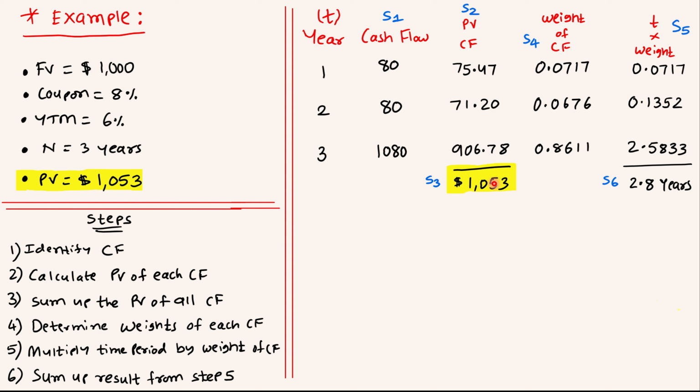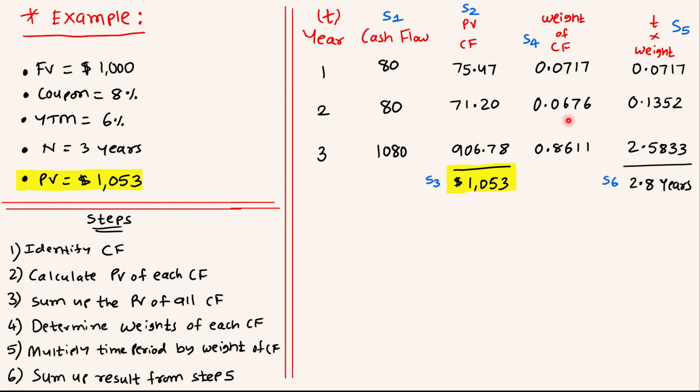Okay. Step number 4, determine the weights of each cash flow. How do you determine the weights? Take 75.47 and divide by the total value of your investment today. So you get $75.47 and you put 1,053. You divide by 1,053, and you're going to get 0.0717, or 7.17% of your total cash flows that you're going to receive in year 1.